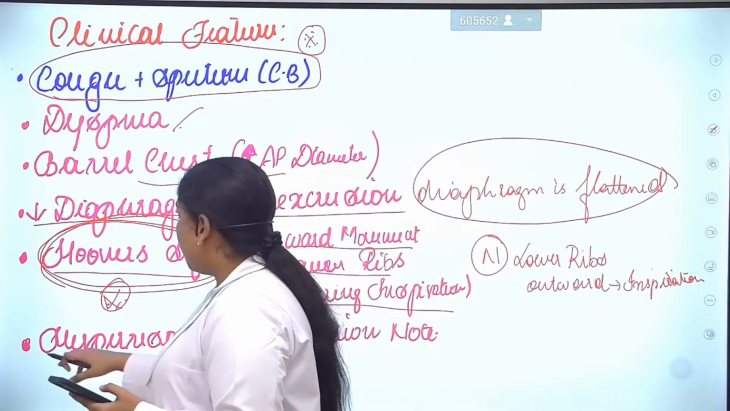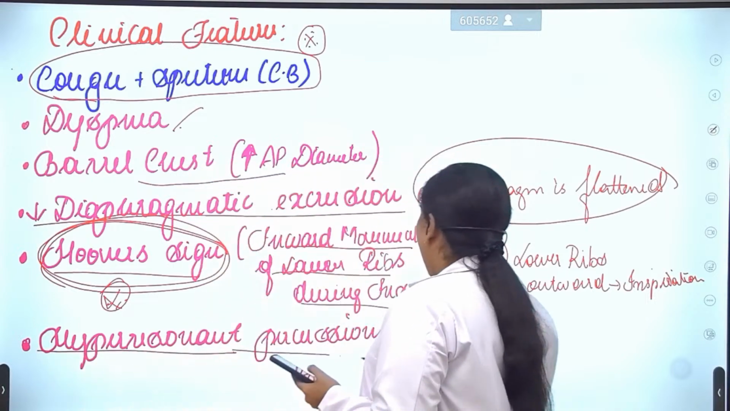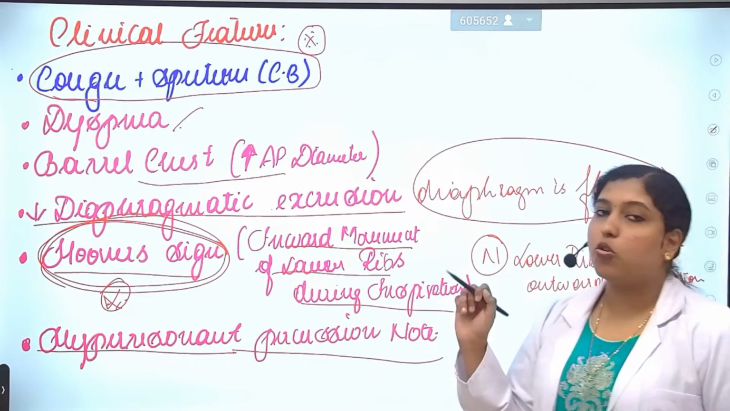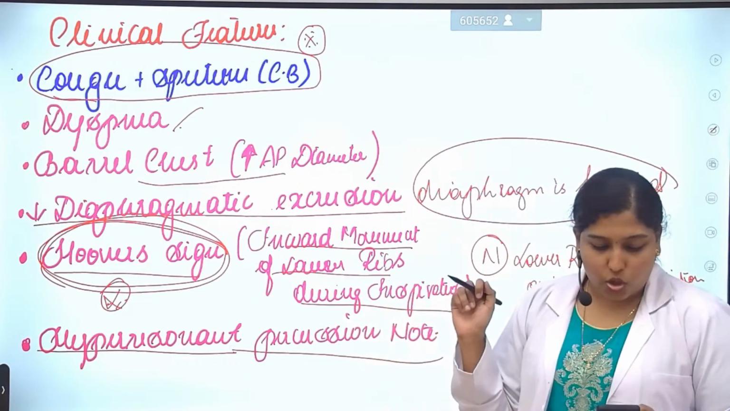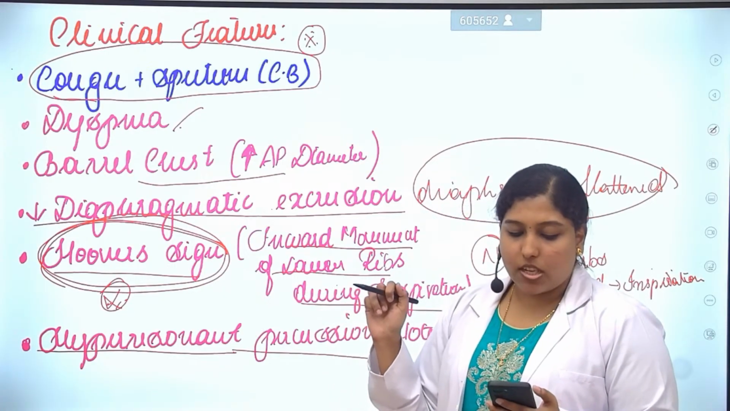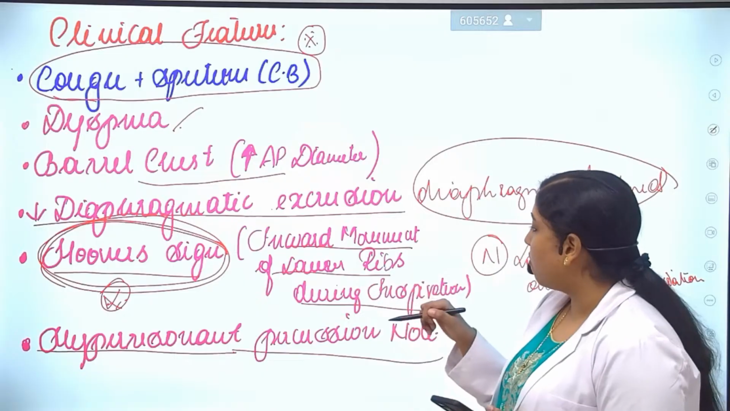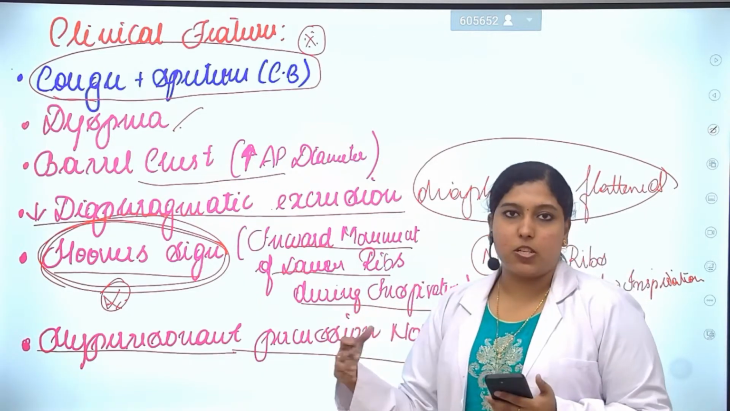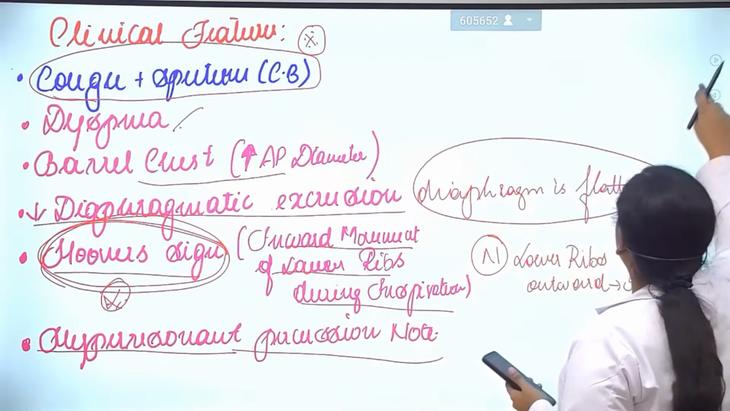Next we have hyperresonance, the hyperresonant percussion note. Whenever there is an excessive amount of air inside the lungs, you can see this hyperresonant percussion sound.